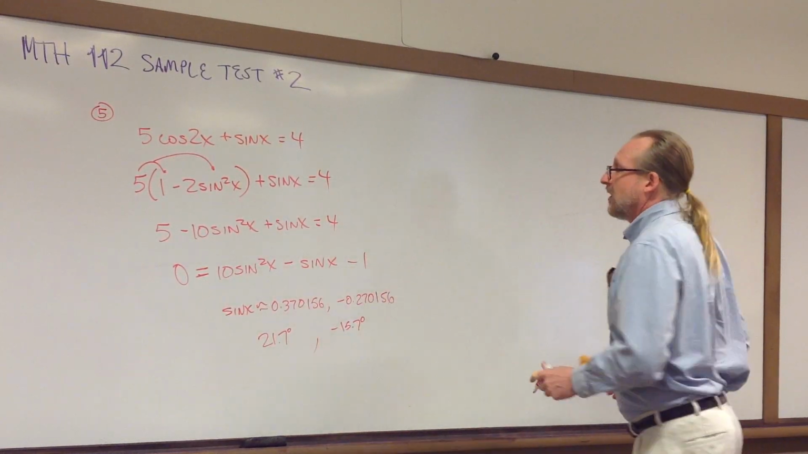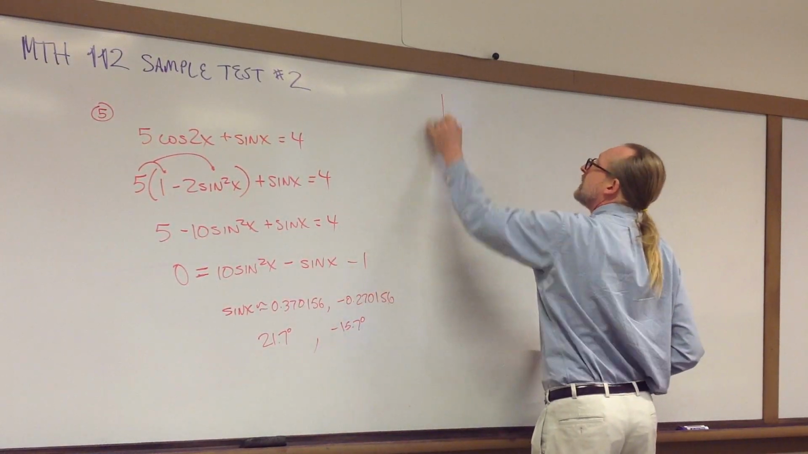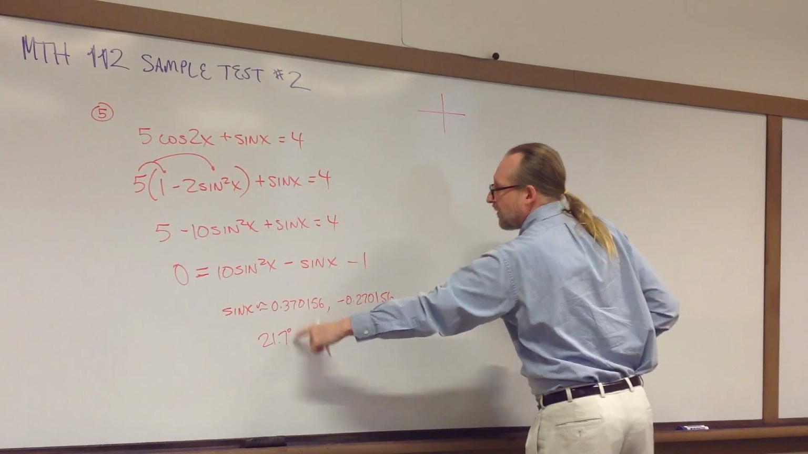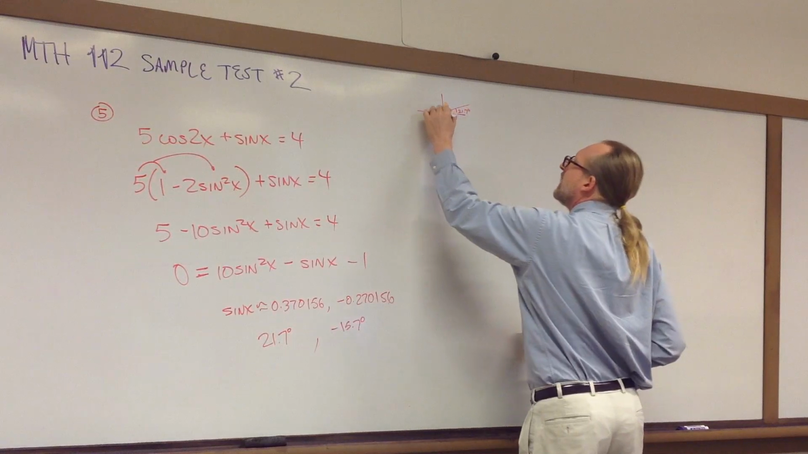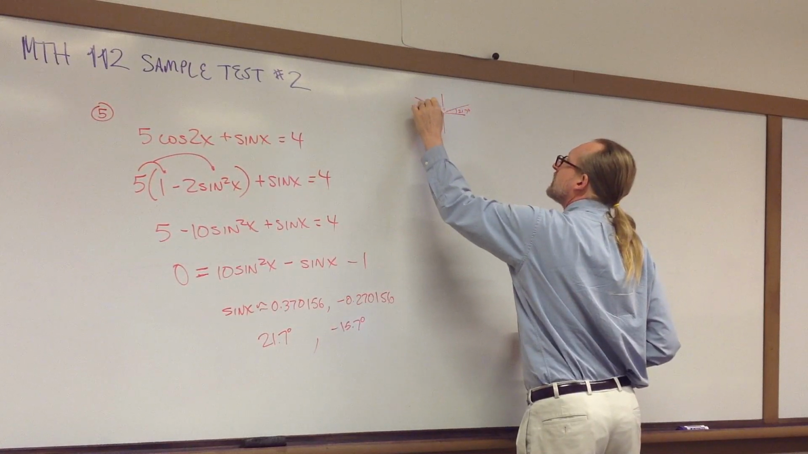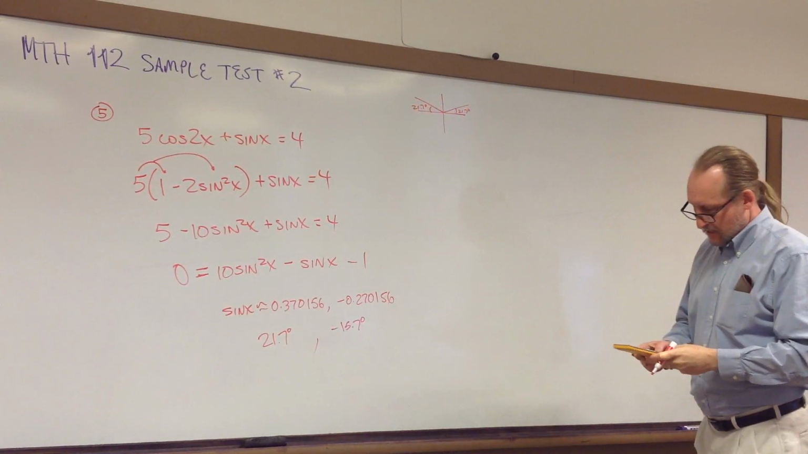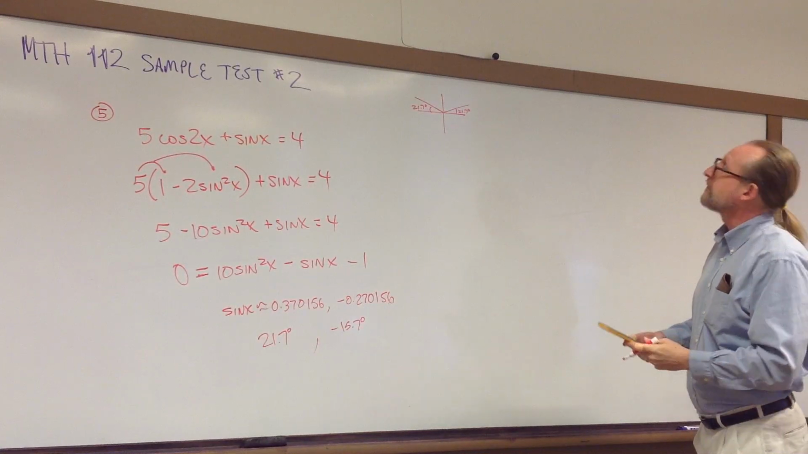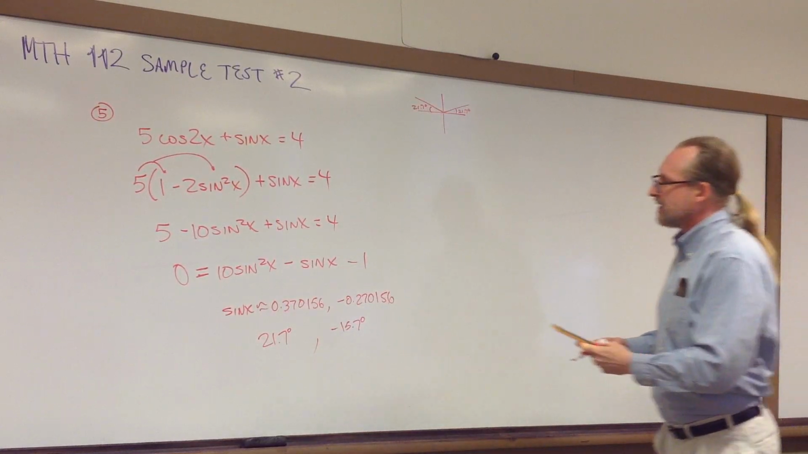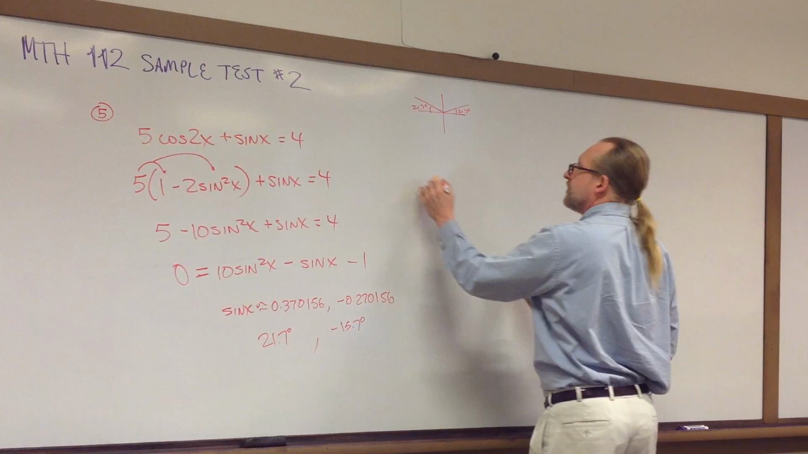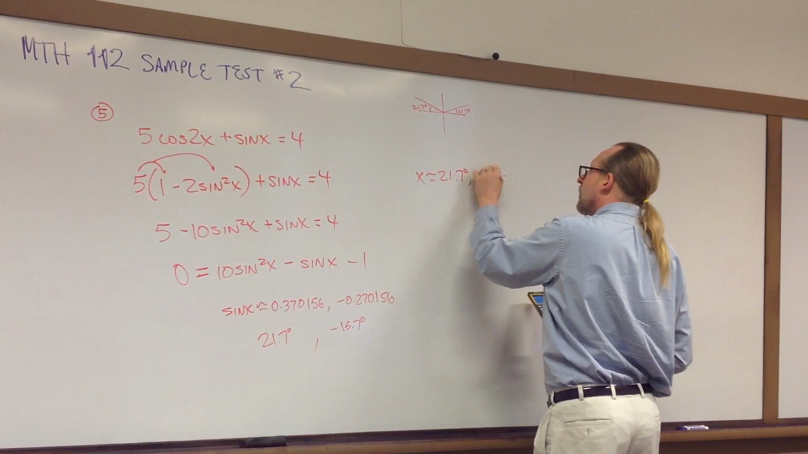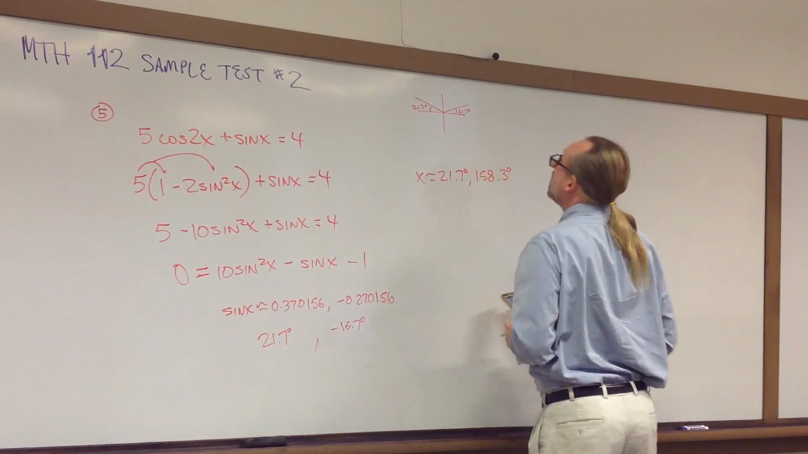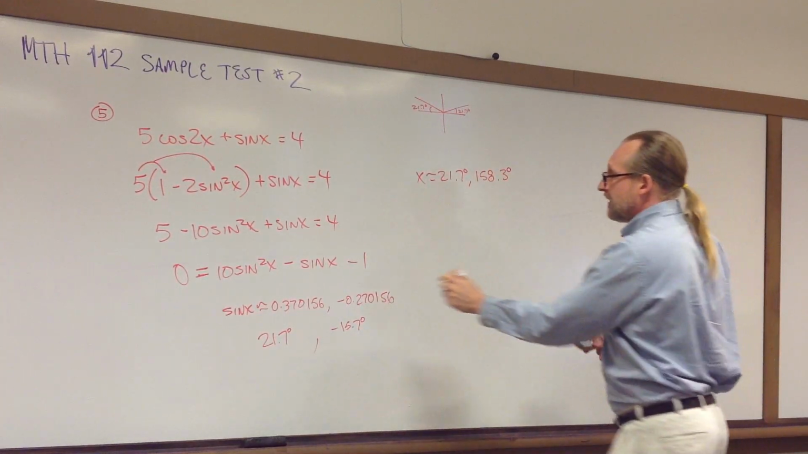Okay, so let's take our answers here. For this one, we've got an angle of 21.7 degrees. The sine is also positive in the second quadrant. And so if we have a reference angle of 21.7 there, the other angle will be 158.3. So 21.7, 158.3.